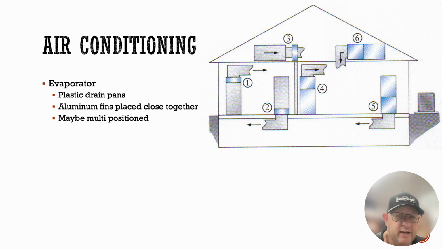On the other side of the house, we have 4, 5, and 6. And what we're seeing there is a cabinet that for the most part is going to be housing an A coil type of evaporator in them.